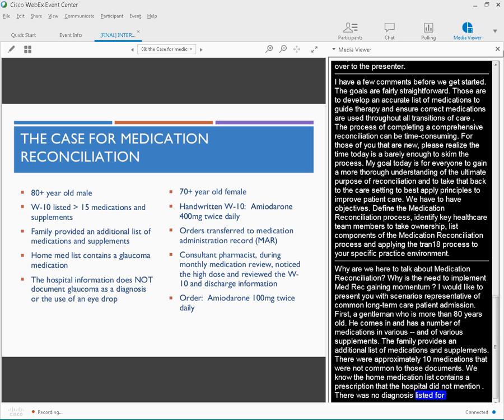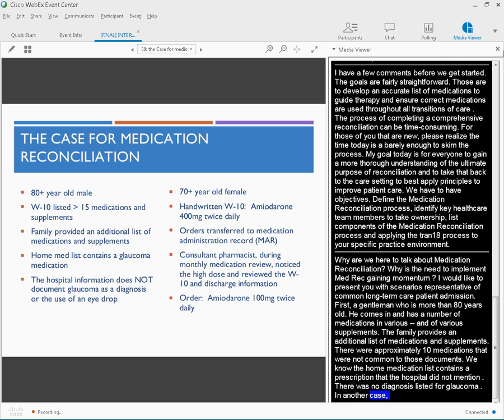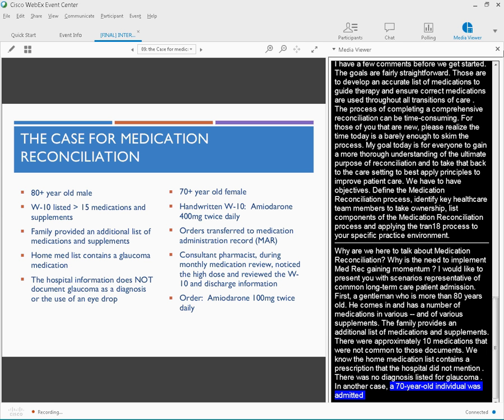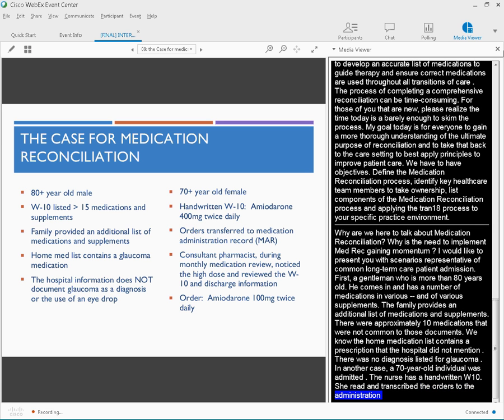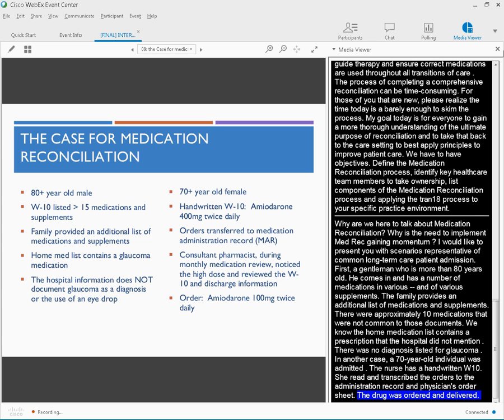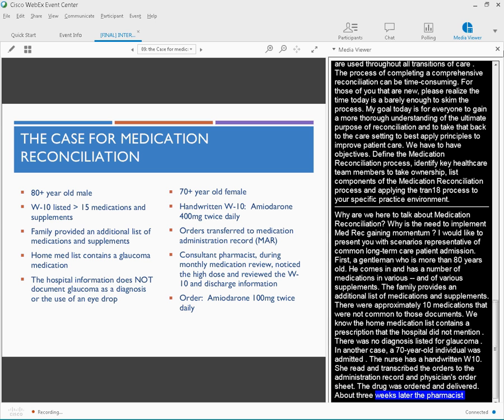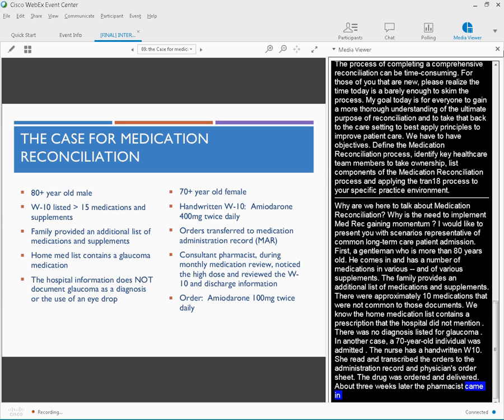In another case, a 70-year-old plus individual was admitted into the care facility, and it was a handwritten W-10, and there were multiple medications, and the nurse read the order to be amiodarone 400 milligrams twice a day, transcribed the orders over to the medication administration record and the physician's order sheet. The drug was ordered and was delivered, and about 3 weeks later, the consultant pharmacist comes in to do that monthly medication review that everybody's familiar with and notices that this dose for amiodarone is quite high, particularly at the time, the length of time the drug had been used.